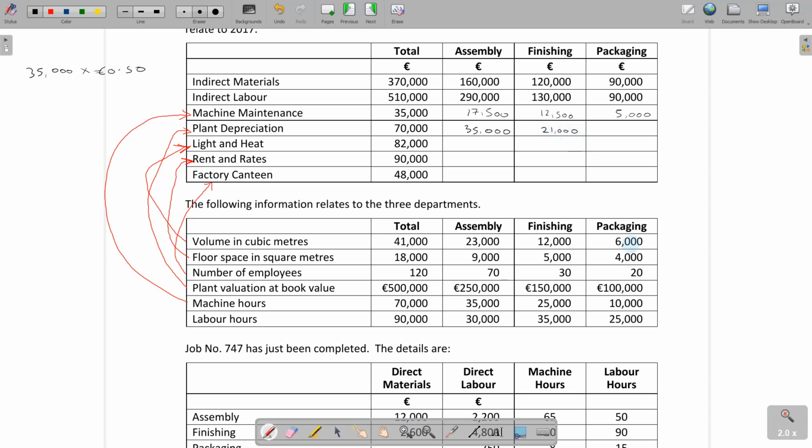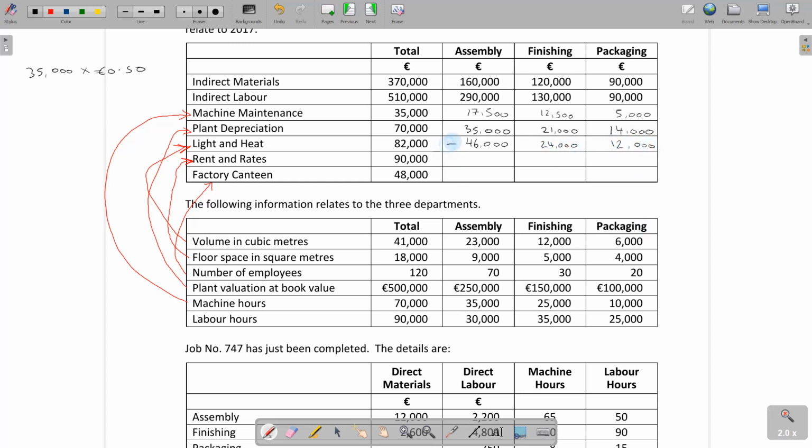Do the same for 100,000 and you get 14,000. So 14 cent by 100,000. Then we have light and heat, €2. So €2 by the cubic meter. So 23 by €2 is 46,000. €2 by 12 is 24,000. €2 by 6 is 12,000.